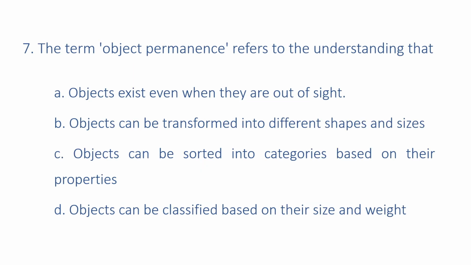The next question, the term object permanence refers to the understanding that objects exist even when they are out of sight. Objects can be transformed into different shapes and sizes. Objects can be sorted into categories based on their properties. Objects can be classified based on their size and weight. The answer is A. Objects exist even when they are out of sight. Object permanence is the critical sensorimotor milestone where an infant learns that physical things continue to exist even when hidden from view.